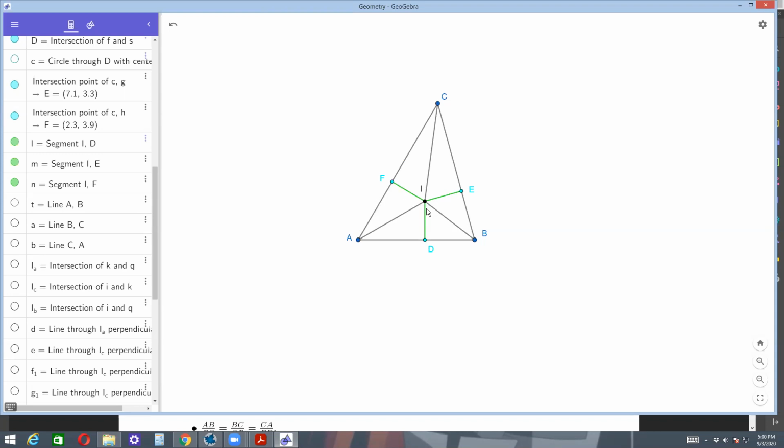Now FI is the same as EI, and this is 90, this is 90. The key thing here is we don't actually know yet that this angle is equal to this angle. Remember, we only let I be the point where the two angle bisectors intersect. If I connect I to C, I don't necessarily know that this angle is this angle. I have to prove that. So what I have now is that this is 90, this is 90, this side is equal to this side, and I have a common side here. Can I do anything with that?